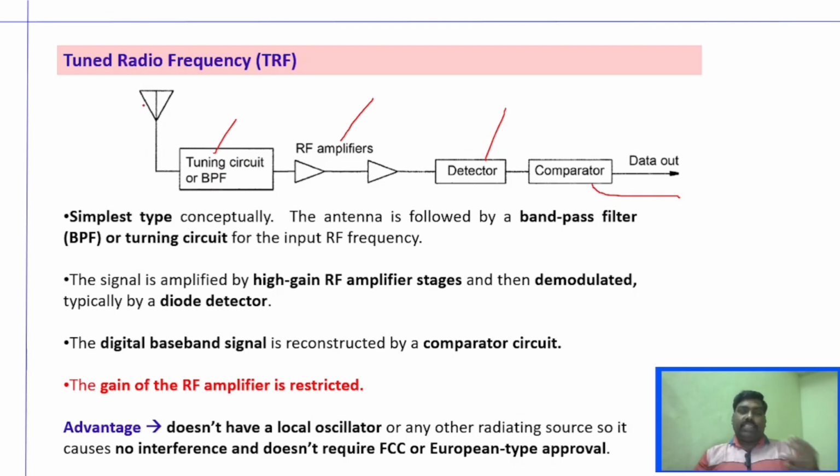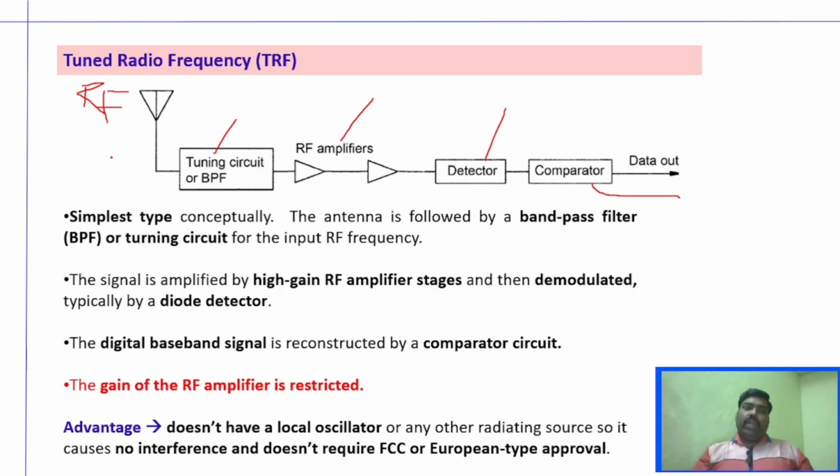Using the antenna, we will receive the signal, and this received signal is an RF signal. The first part is we have to tune this RF signal to the desired frequency. We know that the receiver has to be tuned to a particular frequency, right? It has to receive a signal only for a particular frequency range.